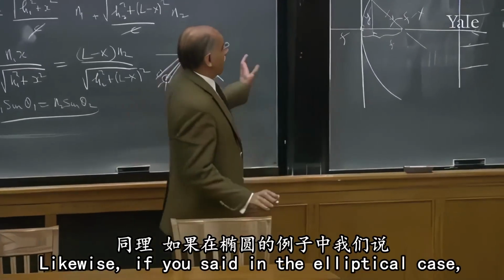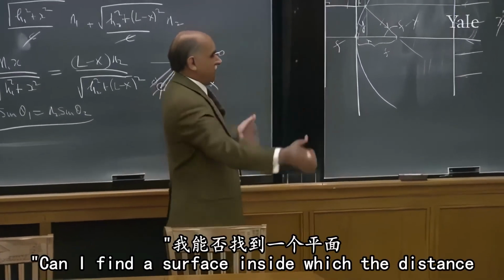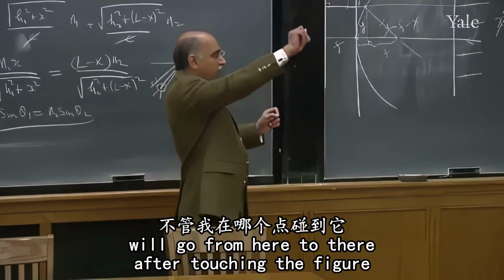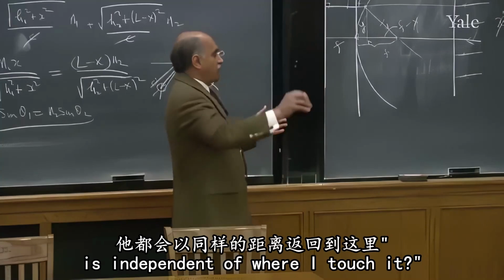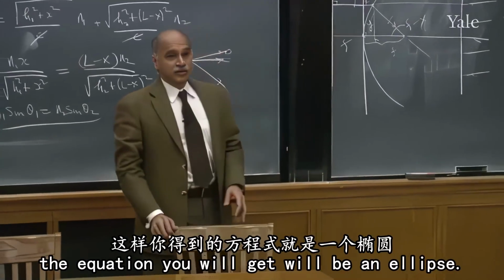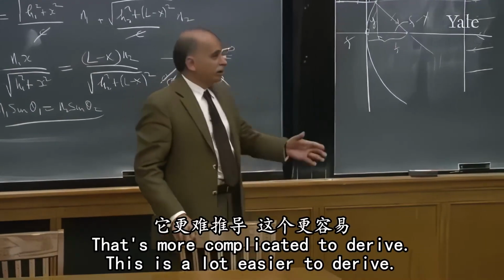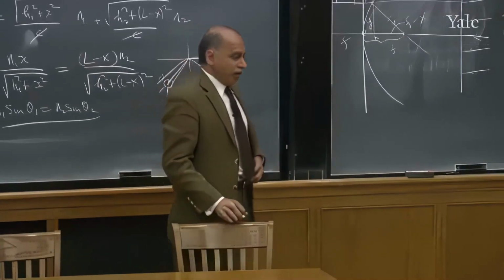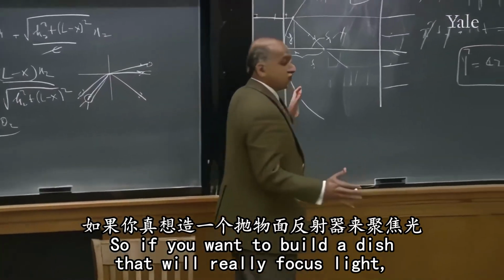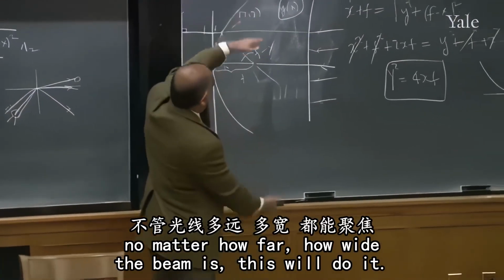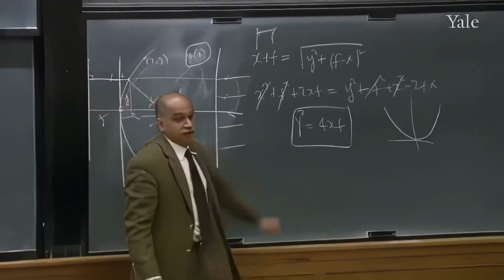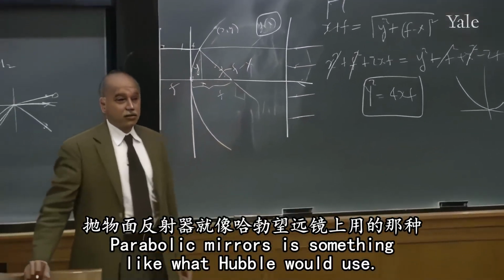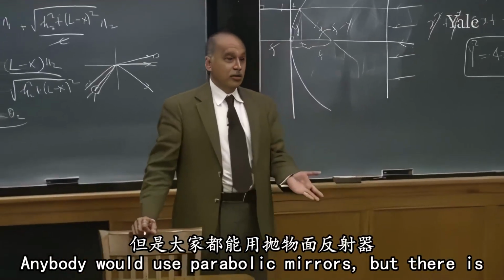Likewise, if you said in the elliptical case, can I find a surface inside which the distance to go from here to there after touching the figure is independent of where I touch it, the equation you will get will be an ellipse. That's more complicated to derive. This is a lot easier to derive. This is the equation of the parabola. So if you want to build a dish that will really focus light, no matter how wide the beam is, this will do it. So parabolic mirrors is what something like the Hubble would use. Anybody would use parabolic mirrors.